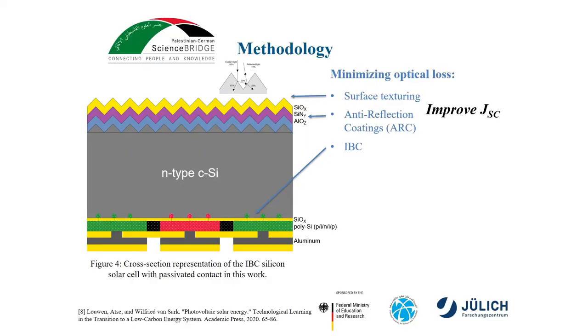Mainly, it removes all contacts from the top side and puts them on the back side. In this case, you leave the top side free to receive all the light. At the end, you can improve the short circuit current density. On the other hand, we have another feature to fight recombination losses.